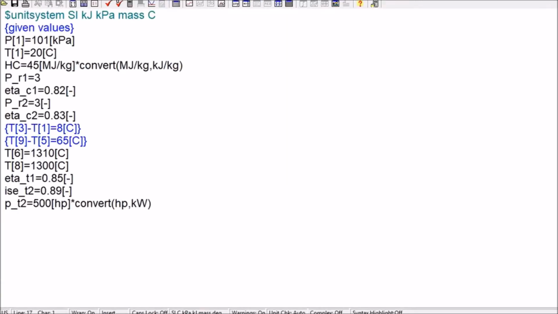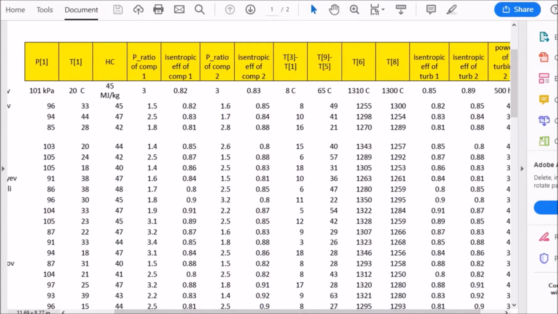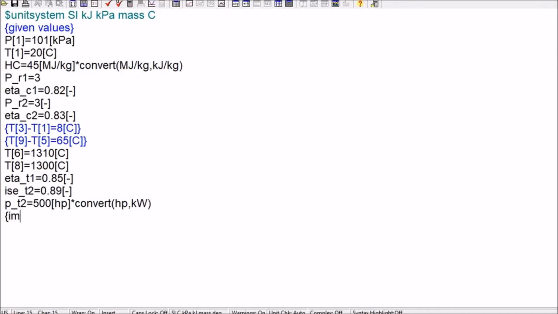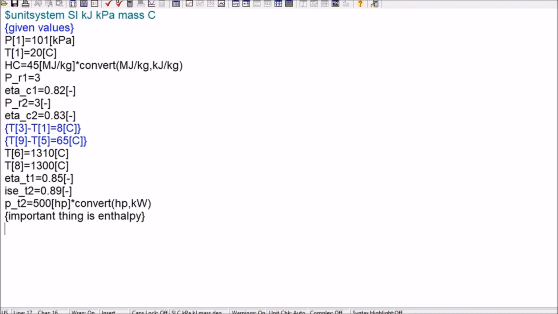So let's start one by one. First of all, for thermodynamic cycles, we should always have the known enthalpy values. Okay, so the important thing is enthalpy. For all of the cycles you should have the enthalpy values known. So our aim for this problem is to find the enthalpy values. Which enthalpy values? So first of all, H1 is the enthalpy. First of all, our working fluid is what? Air.